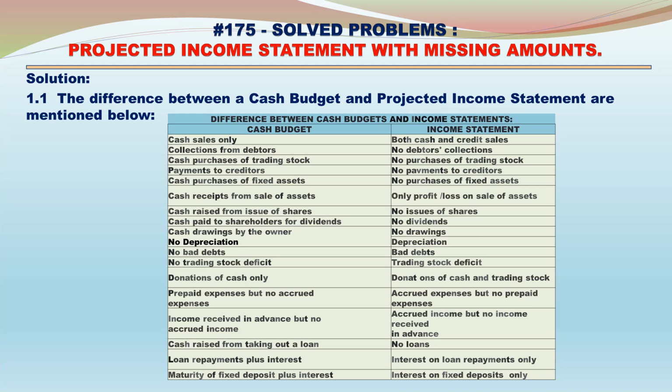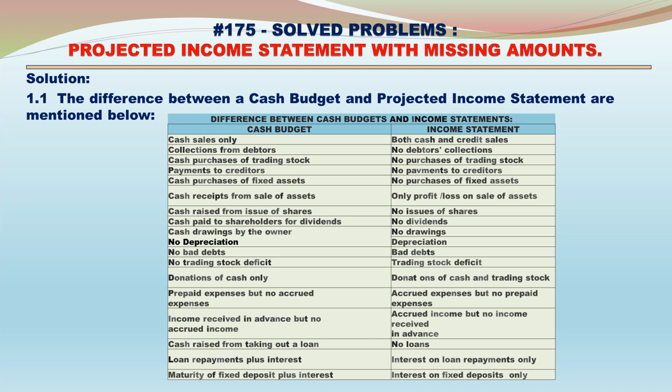Cash budget: payments to creditors. In income statement, no payments to creditors. Cash budget: cash purchase of fixed assets. In income statement, no purchase of fixed assets. In cash budget, cash receipts from sale of assets. Income statement: only profit or loss on sale of assets is available. Cash budget: cash raised from issue of shares. In income statement, no issue of shares.